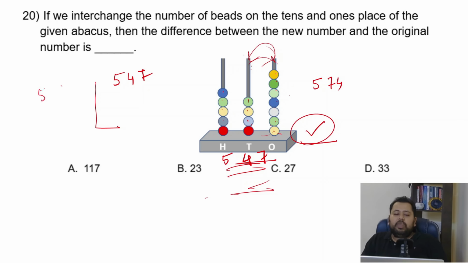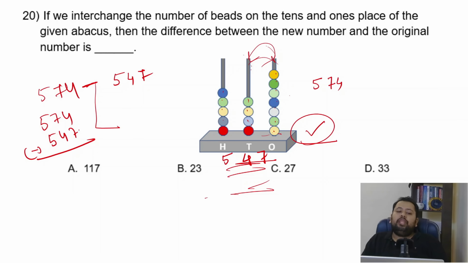Then what you have to find out is 574 minus 547. So if we do this small subtraction over here, what will we get? So 7, it will borrow 1 from here. This will become 6. 14 minus 7 is 7 and 6 minus 4 is 2. So option C, 27, is your correct answer, right? So again, if we interchange the number of beads in tens and ones, then what would the number be? I hope you got this one correct. If you did, give yourself a star.